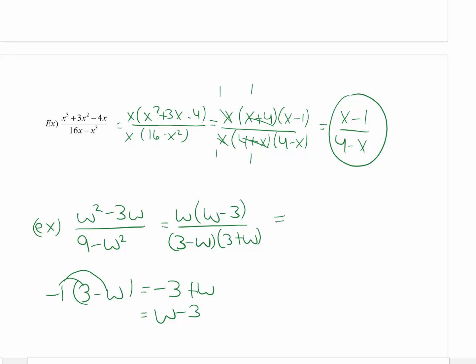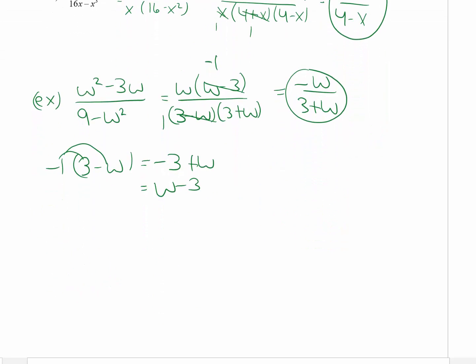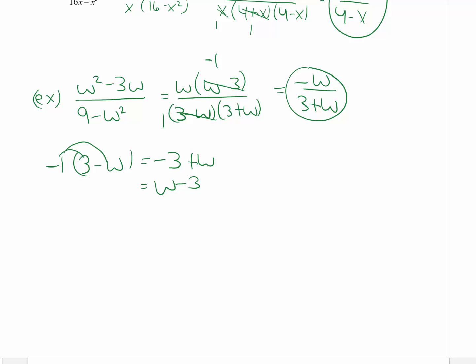The deal, though, is when I do this, one of them divides out to be 1, and the other one divides out to be a negative 1. So I will choose to put the negative 1 on the top. So now when I multiply, that's w times negative 1, that's negative w. And on the bottom, I have 3 plus w. Okay? So, the only other thing I want to do here is to write out some opposite factors. So let me do that now.